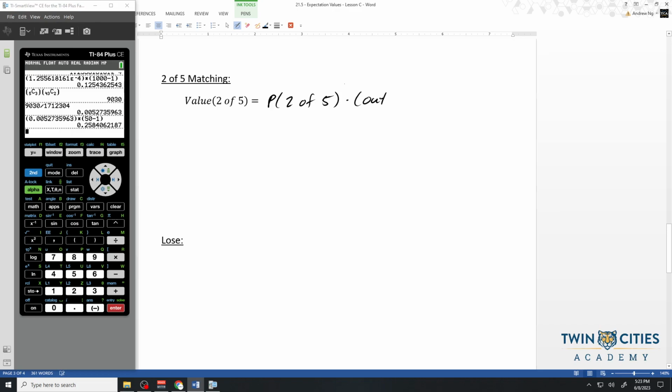times the outcome of this event minus the cost. So the probability of 2 of 5. Of the 48, we're selecting 5 of them in this drawing. There are 5 numbers on my ticket. To satisfy the event 2 of 5, 2 of these are going to be called, and of the 43 numbers not on my ticket, 3 of these are going to be called. So I've got 5C2 times 43C3.